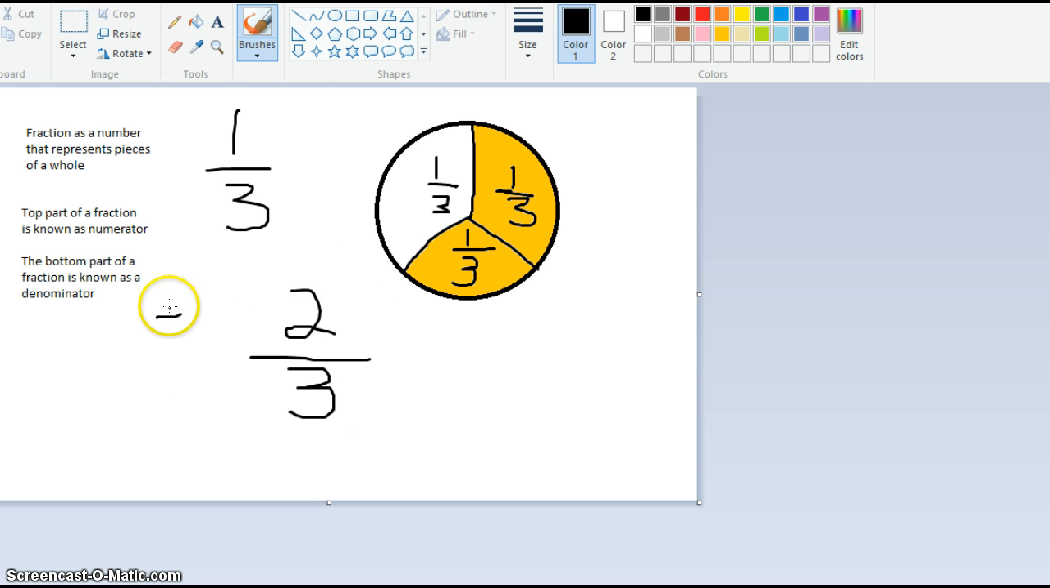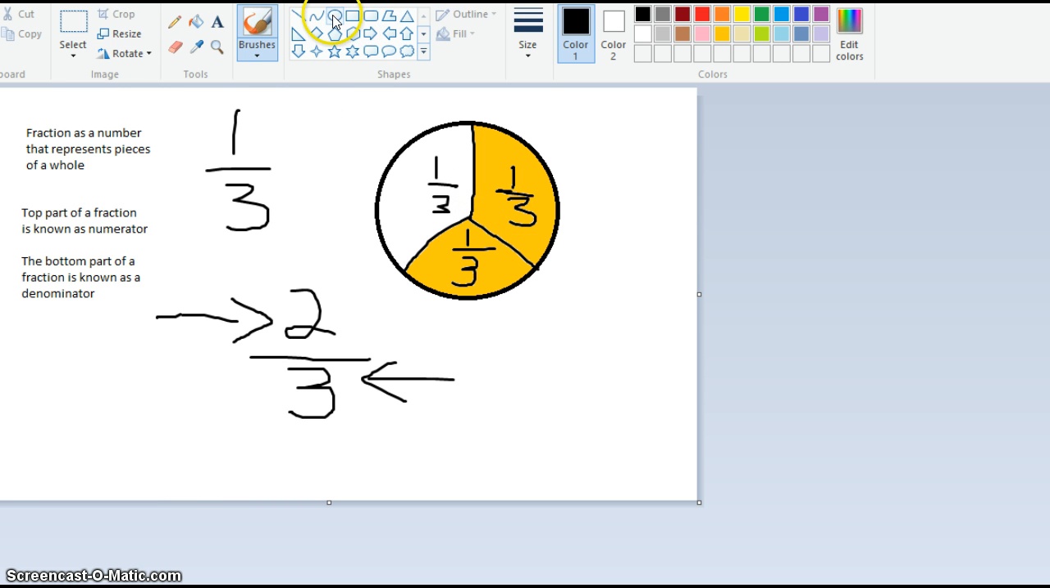Again, the number 2 over here represents the number of pieces that I'm talking about, and the number on the bottom here represents the total number of pieces in the whole. In this case, I have 3 pieces total, and I'm only talking about 2 of them.